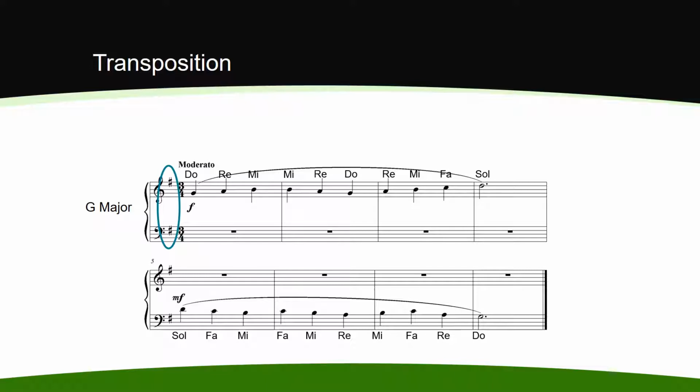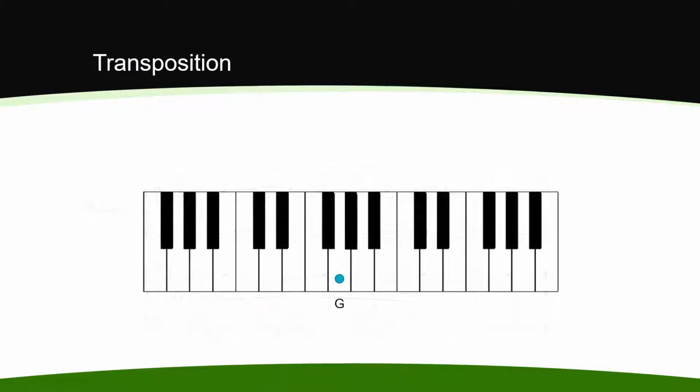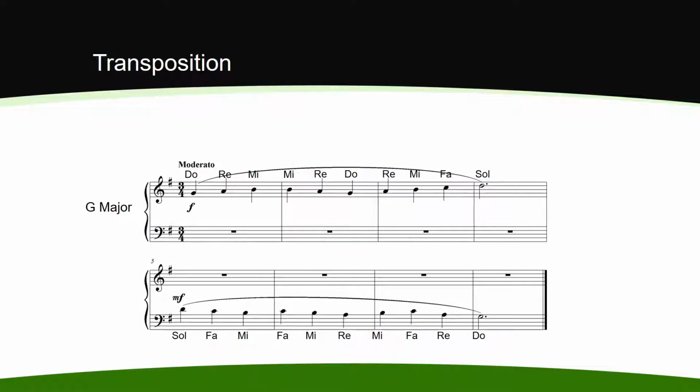First, if we look at the key signature, we can think about what the key signature would be if it were a major second lower. A major second lower than G is F. So if this piece were transposed down a major second, we would now be playing in the key of F major.